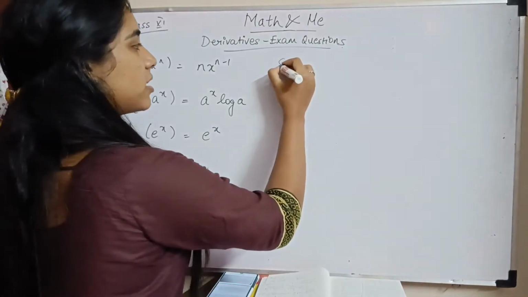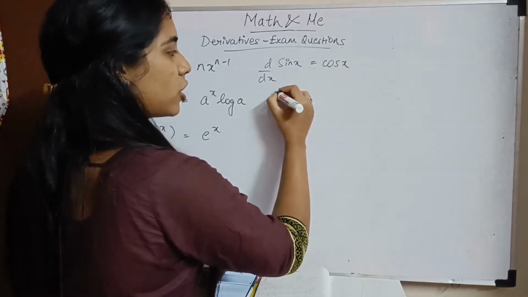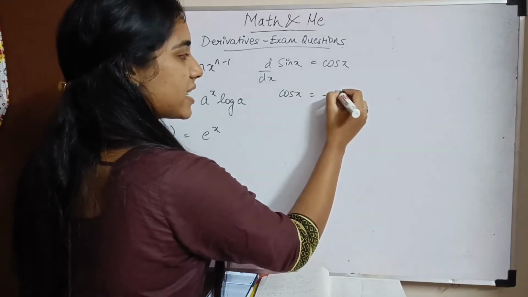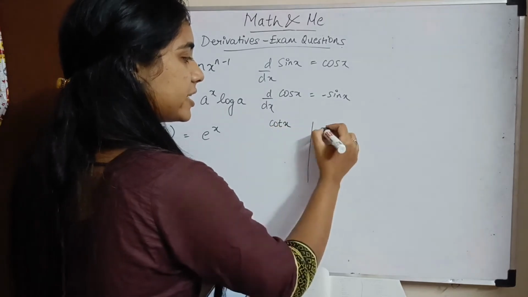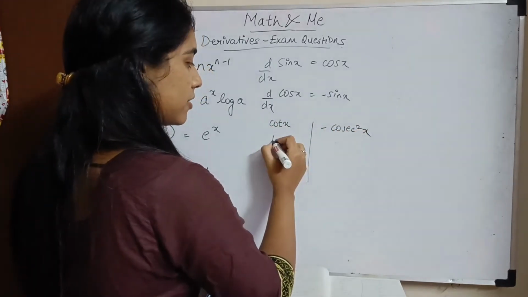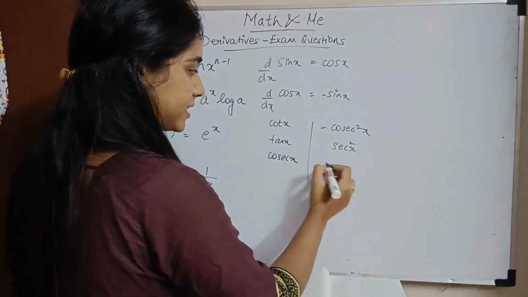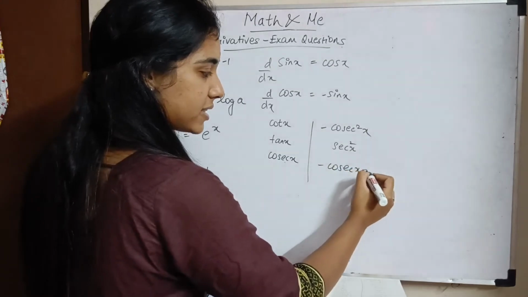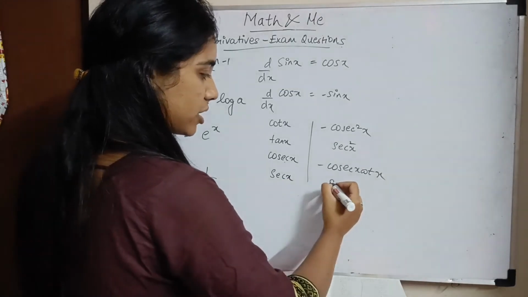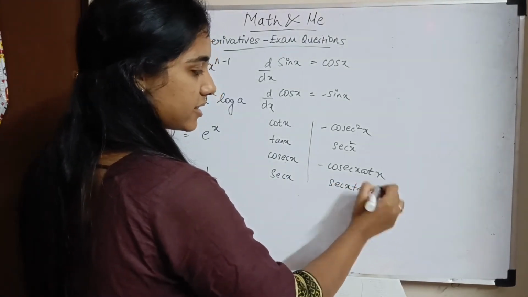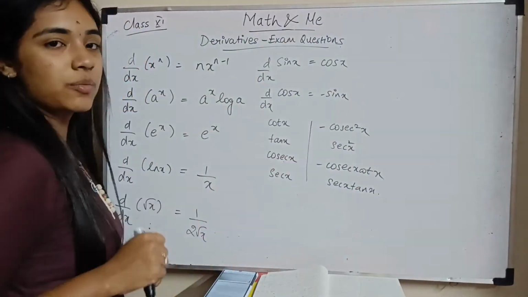இதை தவிர we know basic trigonometric functions or derivatives. Sin x க்கு cos x, cos x க்கு minus sin x. So for cot x it's minus cosecant square x. For tan x it's secant square x. For cosecant x you have minus cosecant x cot x. What else? For secant x you have secant x tan x. So these are some basic trigonometric functions and their derivatives. So இதெல்லாம் தெரிஞ்சா we can proceed with the question. Okay?